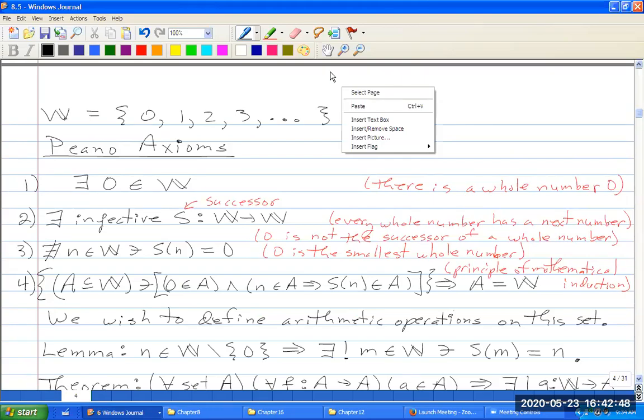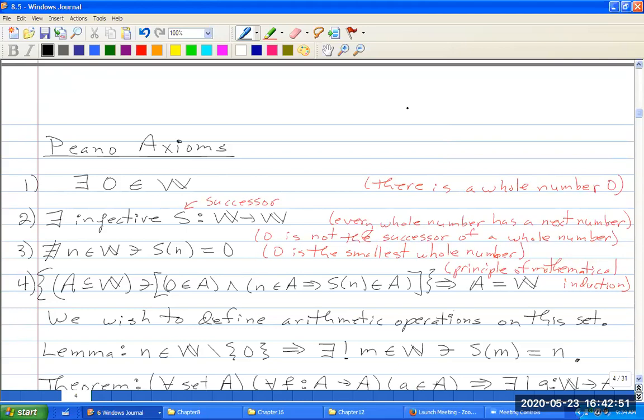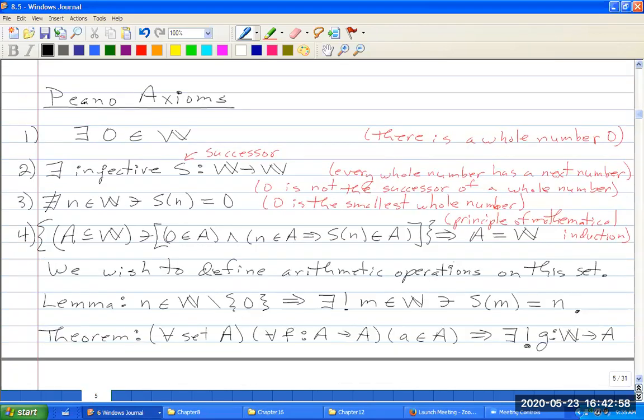And so let's state the Peano axioms, named after Giovanni Peano, I think. First, the set of whole numbers is not empty. There is at least one number in it, and I'll call it 0. So there exists some element 0 in the whole numbers. Next, there exists some injective function S from the whole numbers to the whole numbers.